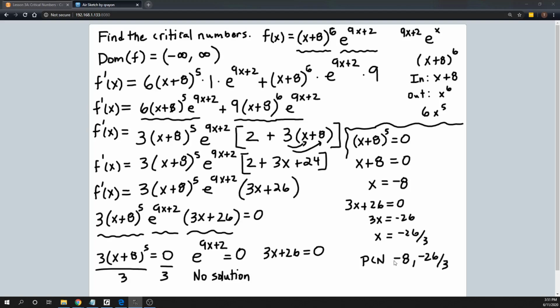What I need to do to get the actual critical numbers is go back and check the domain. These possible critical numbers have to be in the domain of the original function to be an actual critical number of f. And you can see that here the domain is all real numbers, so yes, negative 8 is in the domain of f, and negative 26 over 3 is in the domain of f, so they are both critical numbers. Had one of them not been in the domain, then it would not be a critical number. So the answer on this problem is negative 8 and negative 26 thirds.